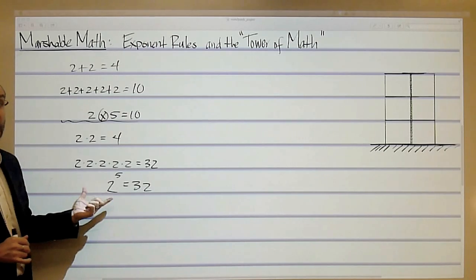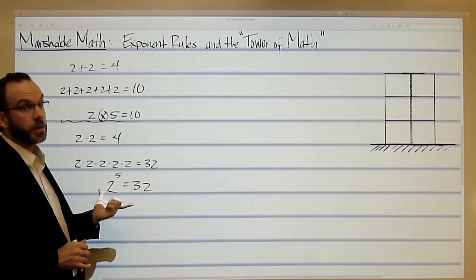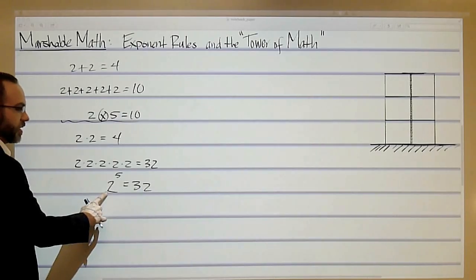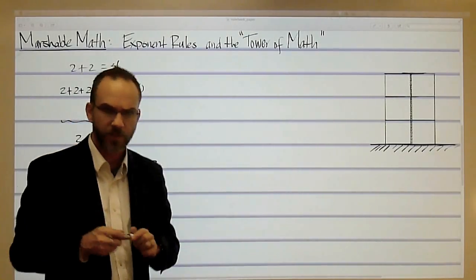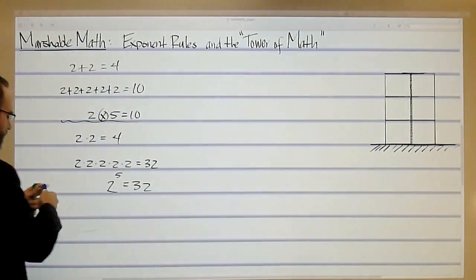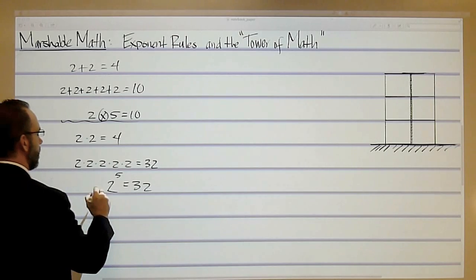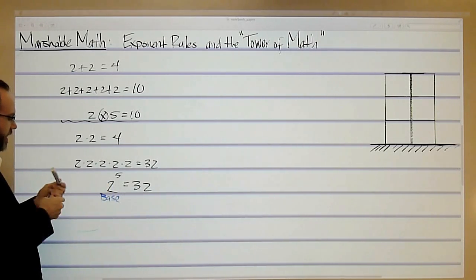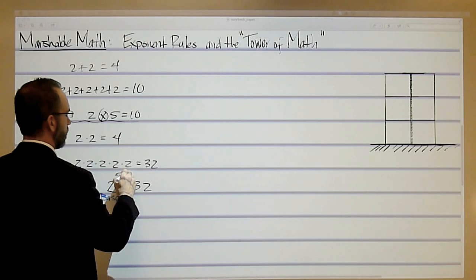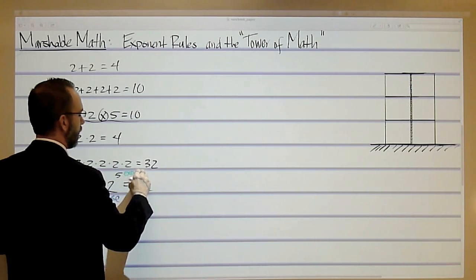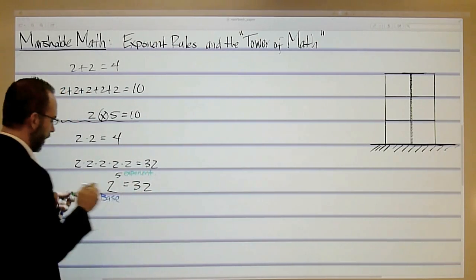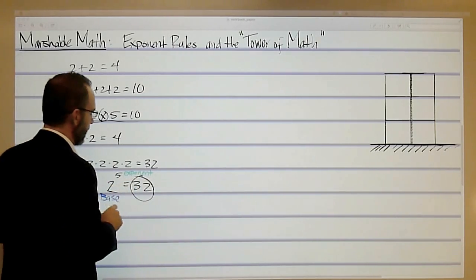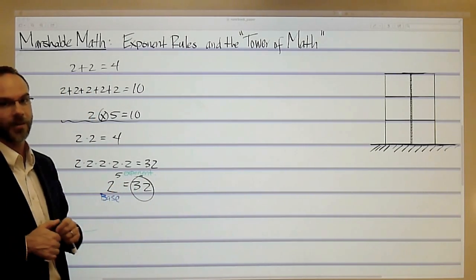So you could say an exponent here is nothing more than repeated multiplication, where the 2 is the, what do we call these things? Do you remember? 2 is the base. 5 is the exponent. And then what about 32? 32 has its own special name. What do you call the answer to an exponential problem?